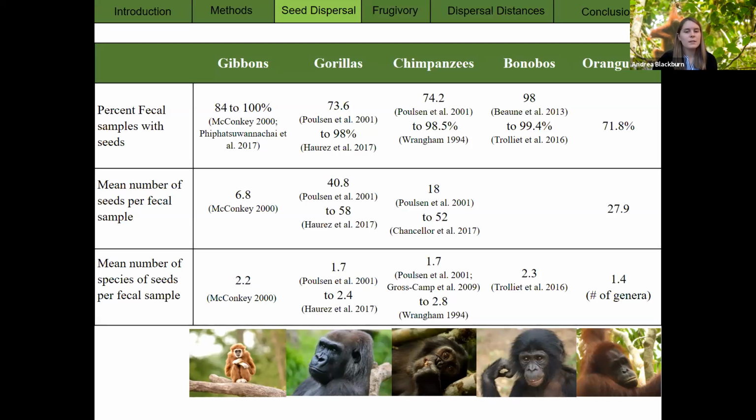And finally, orangutans disperse an average of 1.4 genera per fecal sample. All the other apes disperse a greater number of species per fecal sample, but since this is a comparison of genera with species, a mean of 1.4 genera is likely an underestimate of the number of species, so these numbers might actually be fairly comparable. So orangutans appear to be dispersing seeds on the lower end when compared to other apes, and to further investigate this, we next considered how orangutans' fruit handling behavior and patterns of frugivory shape their seed dispersal role.